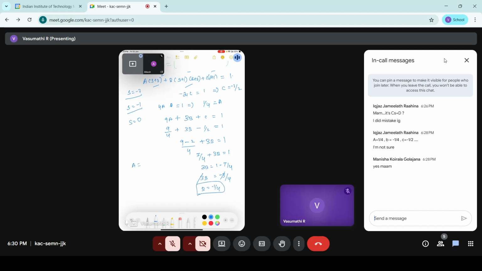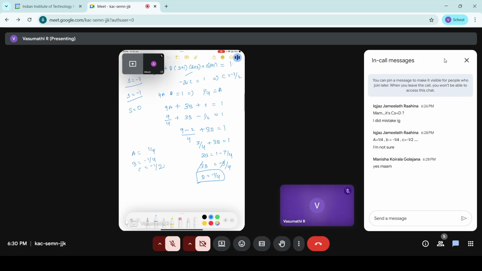So A equal to 1 by 4, B equal to minus 1 by 4, C equal to minus 1 by 2, right? Everybody is getting this? Can you give a thumbs up?